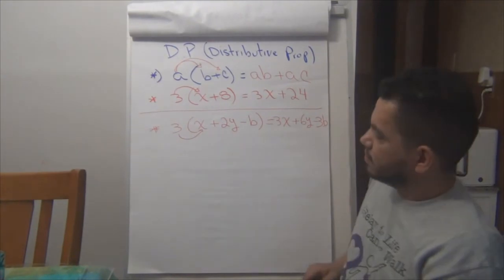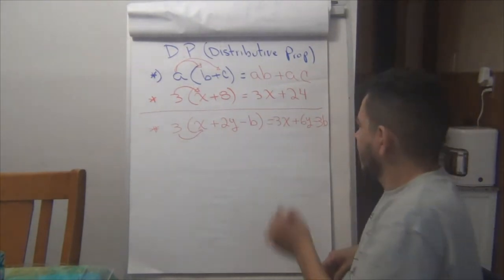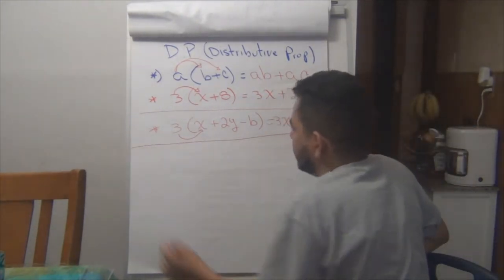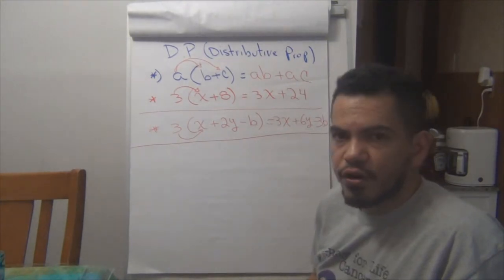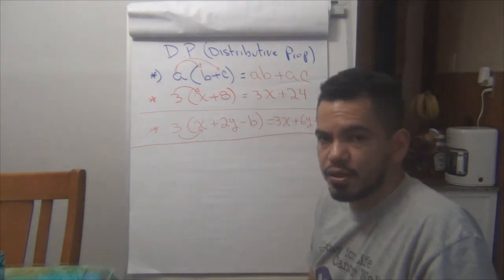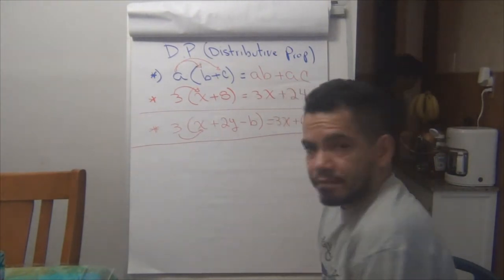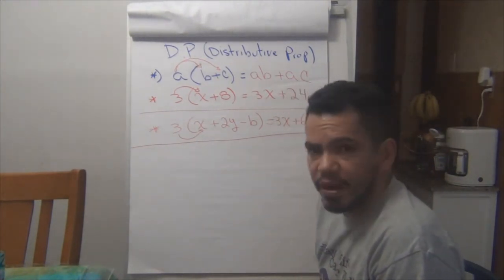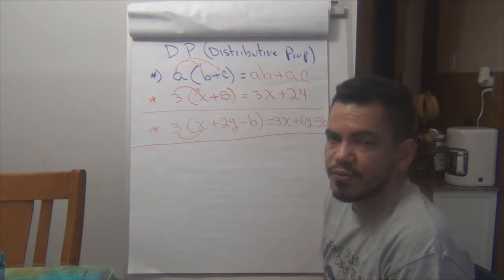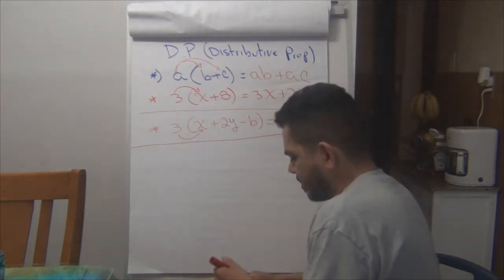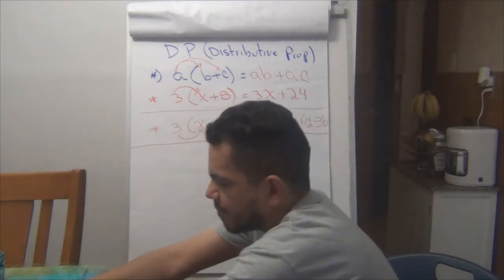Hope you could see this. Okay? So that is all about the distributive property that you need to know for now. Later we're going to start using binomials and all that stuff. So there's a couple of other properties that you need to be familiar with. One is the identity property.